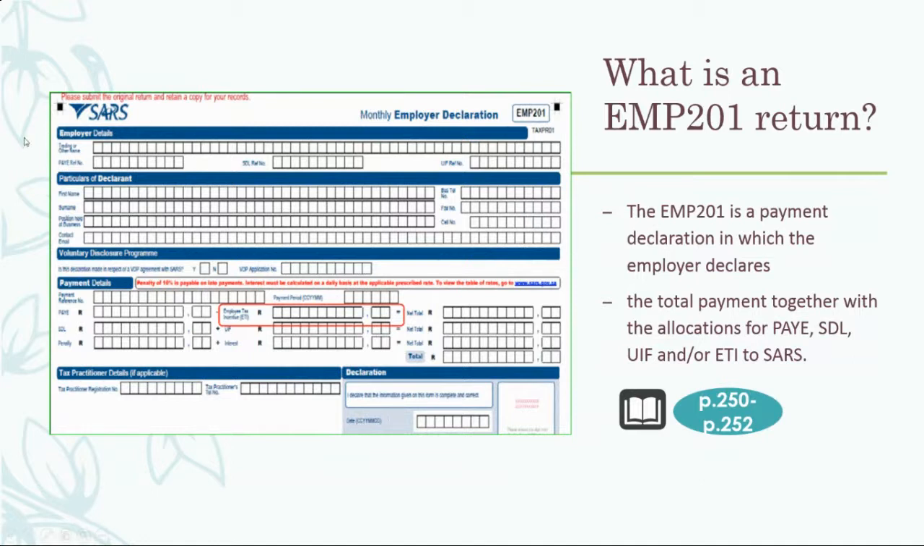Now, at the top, you'll see employee details. Now, that is your employer name, their registration number, and then their pay-as-you-earn reference number, SDL number, UIF number. Those are numbers that SARS would assign to them. Then the person that is busy doing the declaration or submitting it would complete their information. Now, here at the bottom, you would see we enter the pay-as-you-earn amount, the SDL amount. If there's any penalties, you would have employee tax incentives.